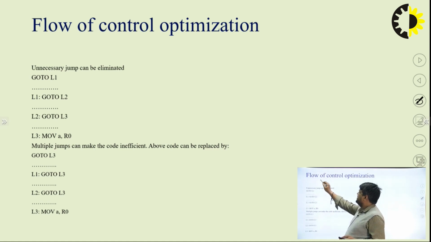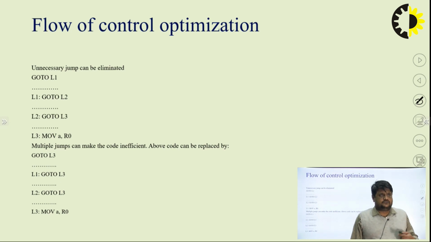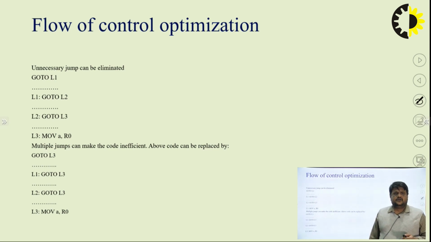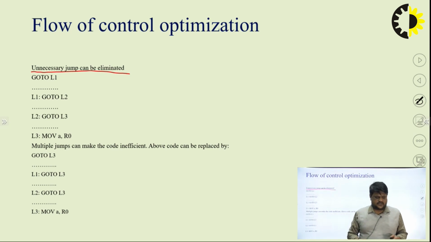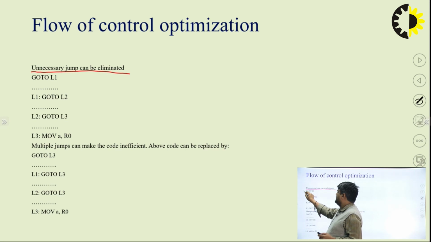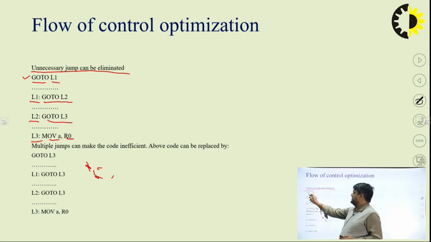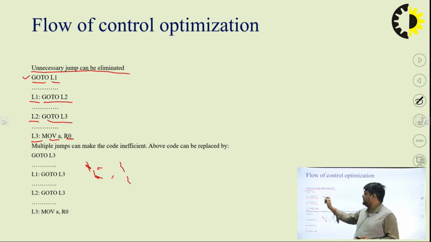The third technique is flow of control optimization. Flow of control statements are those statements which change the sequential flow inside programs, right? So whenever you move towards flow of control statements, unnecessary jumps can be eliminated. I have told you earlier. Let's move here. I have written goto L1, right? And at the target label, you have written goto L2. At the label L2, you have written goto L3. And at the label L3, you have written MOV A, R0. Between these, the code is written, so I have put dot dot dot.